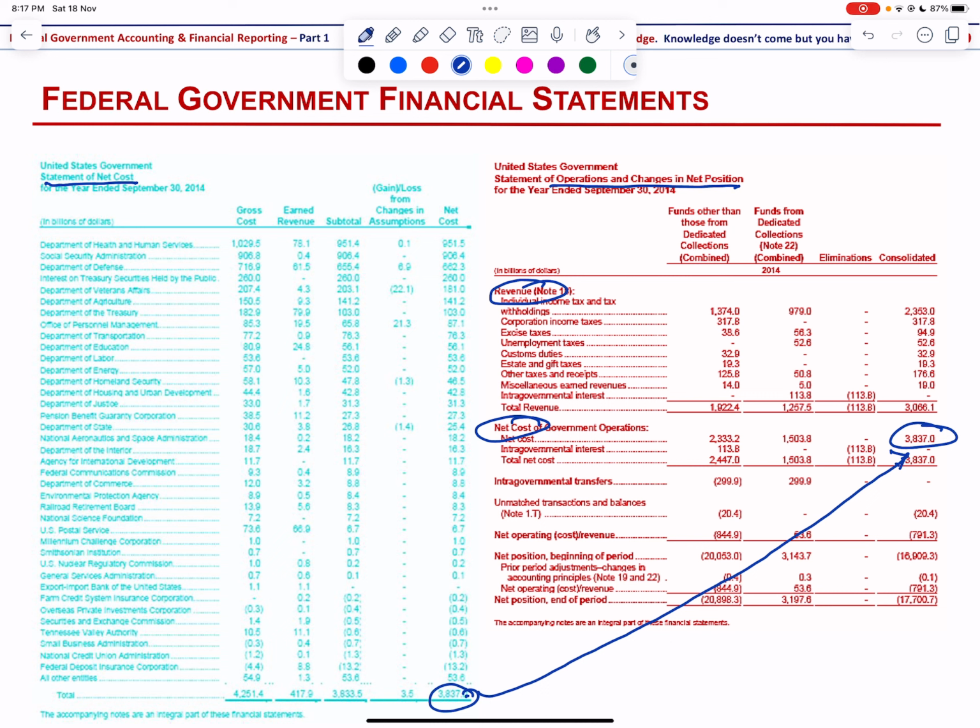Then the activities that are financed by non-earmarked funds are recorded as funds other than those dedicated collections and are separated from those financed by earmarked funds called funds from dedicated collections. The net operating cost is 791.3 billion, and this is the year's deficit on the accrual basis of accounting.